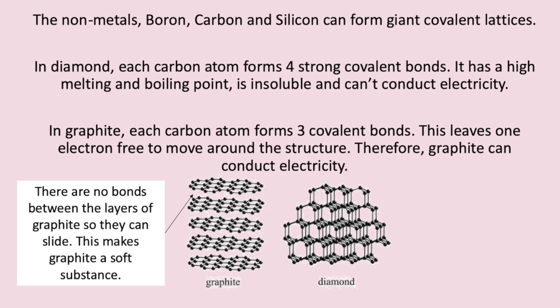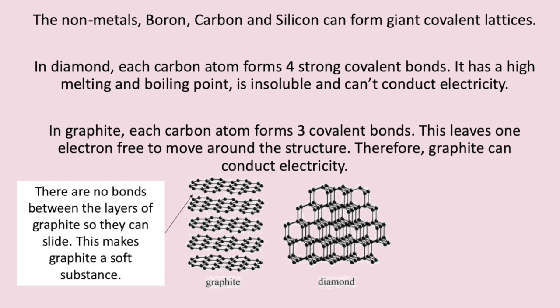We previously found that covalent bonds can result in simple molecular substances. However, they can also result in giant covalent structures. The non-metals, boron, carbon and silicon, can form giant covalent lattices. They form a network of strong covalent bonds in a tetrahedral structure. The first we need to be aware of is diamond. It is made from carbon, with each carbon atom forming 4 covalent bonds. It has a high melting and boiling point due to the strong covalent bonds. It is insoluble in most solvents. It does not conduct electricity.